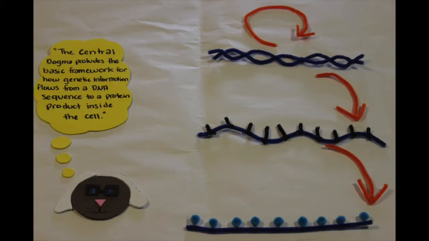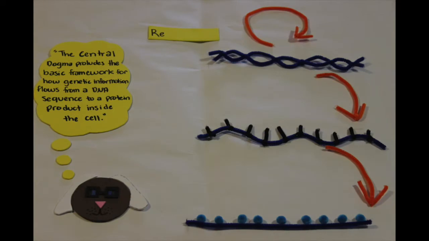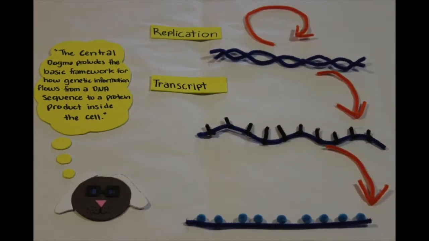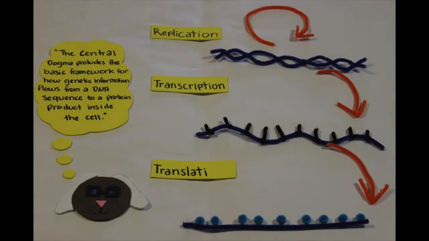Now, by definition, the Central Dogma provides a basic framework for how genetic information flows from a DNA sequence to a protein product inside the cell. That sounds kind of complicated, because it is. However, the Central Dogma can simply be described as the flow of genetic information. This flow begins with DNA replicating itself, turning DNA into RNA through transcription, and turning RNA into proteins through translation.